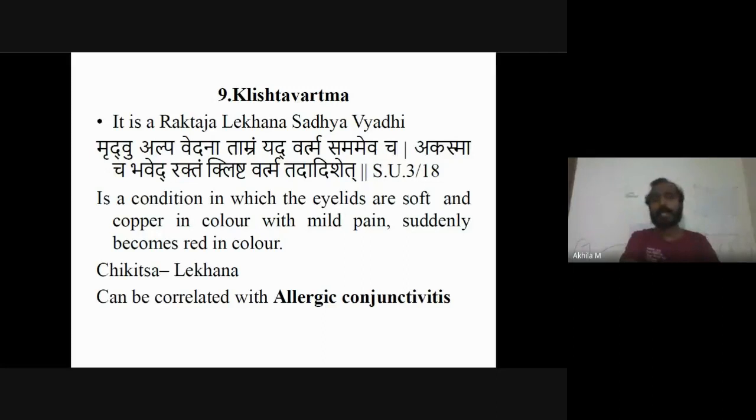This condition can also be correlated with different types of allergic conjunctivitis. According to the condition of the allergic conjunctivitis, we can correlate it with Klishta Varma. If there is coppery or red colored swelling because of the inflammation, and because of this inflammation the eyelid becomes soft and coppery in color, then we can correlate it with Klishta Varma, and mild pain will be there.